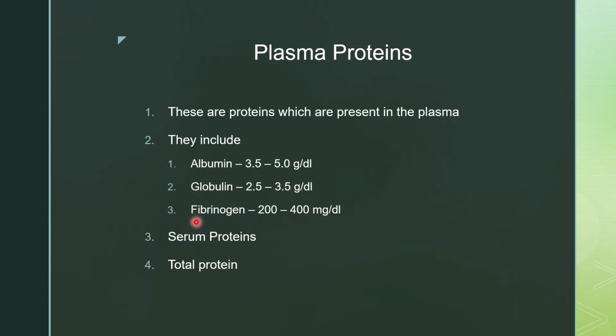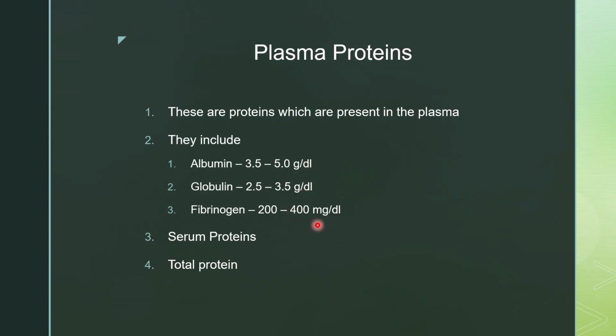So the normal range for albumin is 3.5 to 5 grams per deciliter. Globulin is 2.5 to 3.5 grams per deciliter, whereas fibrinogen is roughly 200 to 400 milligrams per deciliter. So albumin and globulins are present in grams, whereas fibrinogen is present in milligrams.